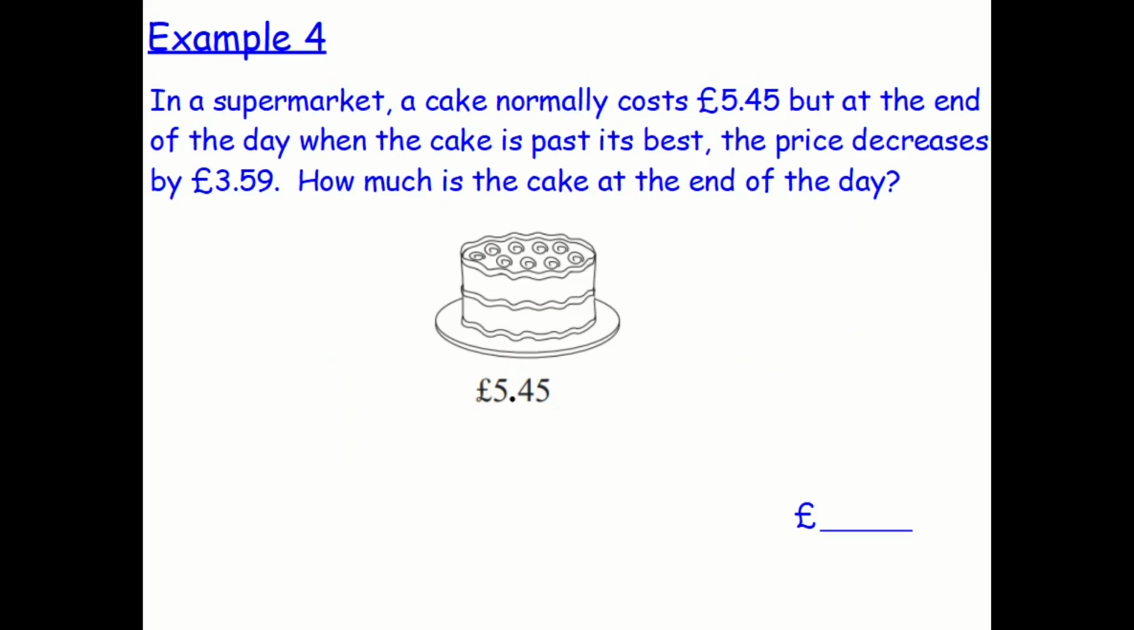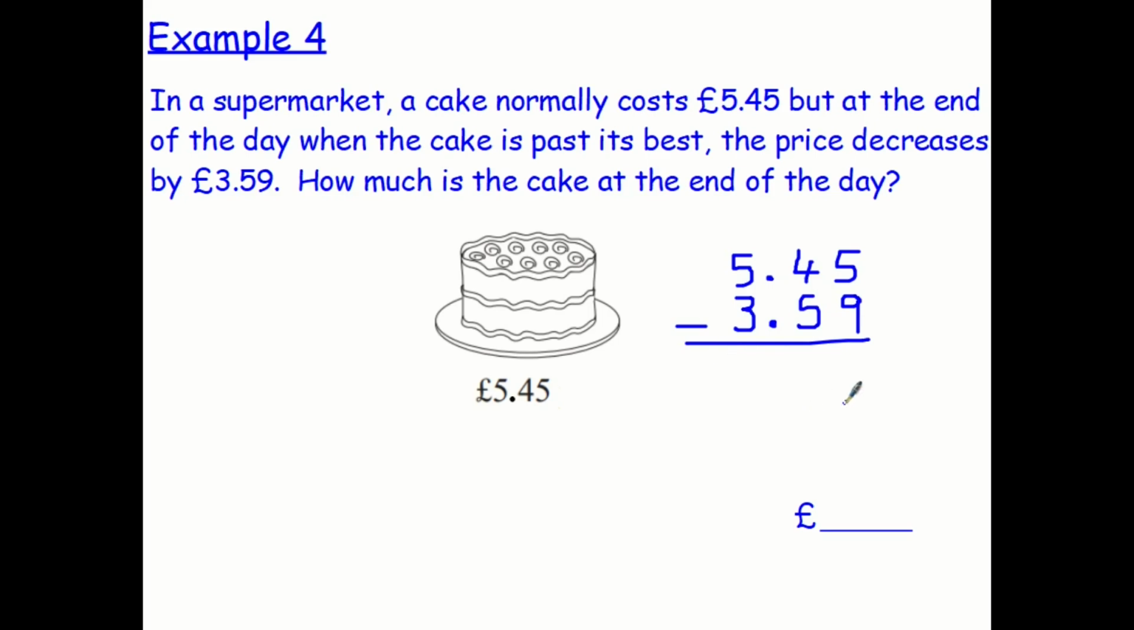Example 4. In a supermarket, a cake normally costs £5.45, but at the end of the day, when the cake is past its best, the price decreases by £3.59. How much is the cake at the end of the day? So there's that keyword decreases, so we are doing a subtraction. I'm going to put the original cost of the cake, £5.45, on the top of my column, and it decreases by £3.59. I'm going to put that decimal point in there straight away so I know it's all in line, £3.59.